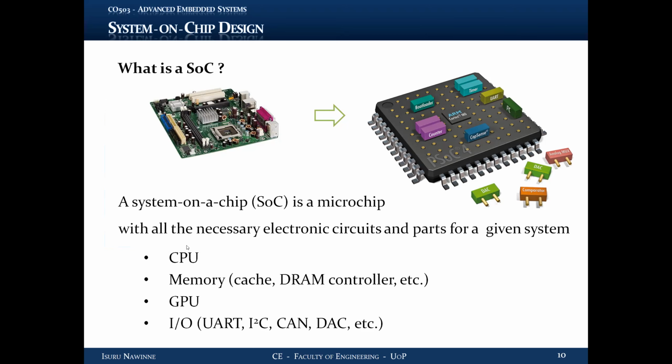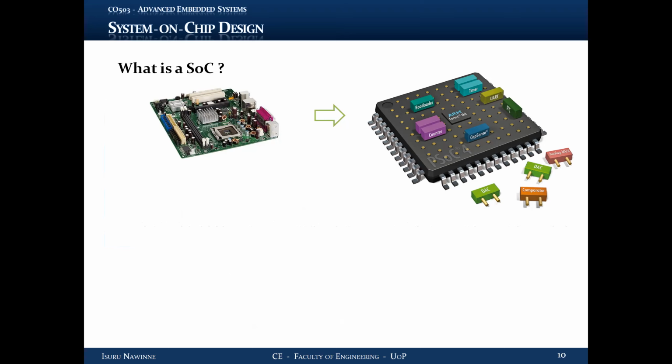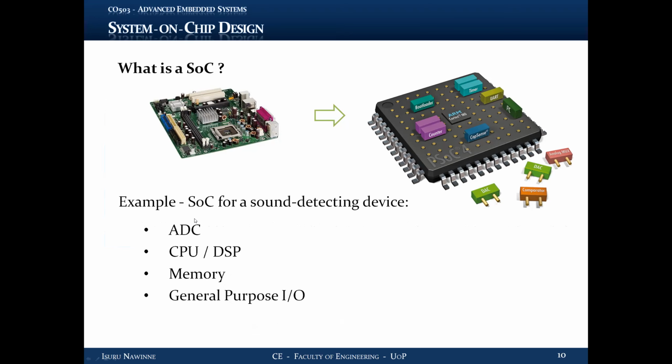Yeah, it's a microchip with all the necessary electronics and circuits on the same chip for a given system, right? It can have CPU, memory, cache if you need, DRAM controllers if you need, whatever. If you want a GPU, it can be on the same chip, and all kinds of I/O hardware can be on the same chip depending on the application.